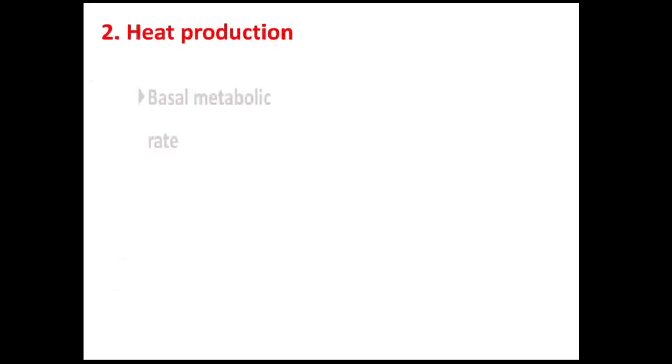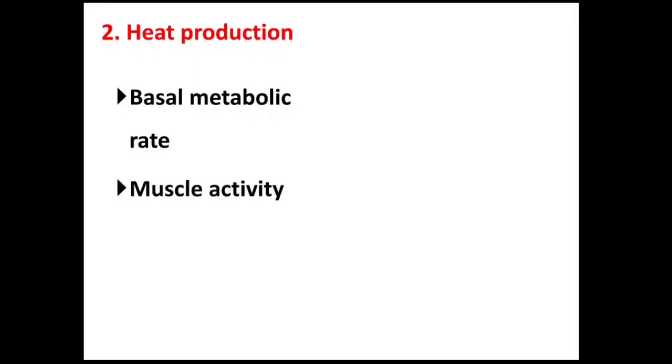So, the heat production mechanisms are, first, the basal metabolic rate. Heat is produced as a byproduct of metabolism, which is the chemical reaction in all body cells. The metabolic rate, or BMR, is also increased by the action of hormones. Then muscle activity, that is, voluntary movements like the muscular activity during exercise, also helps in increasing the heat production.